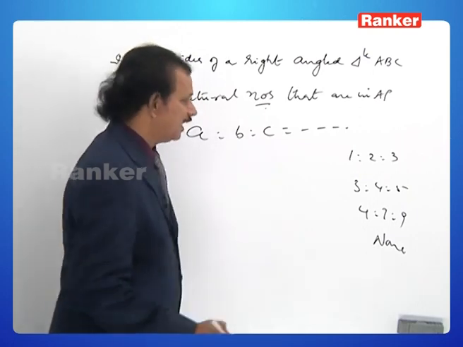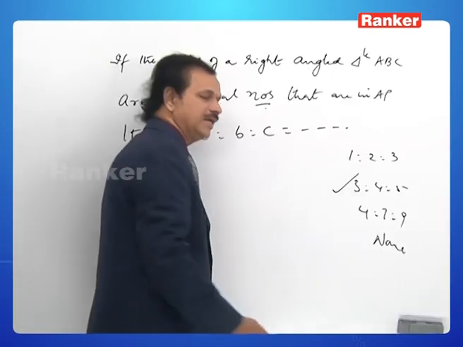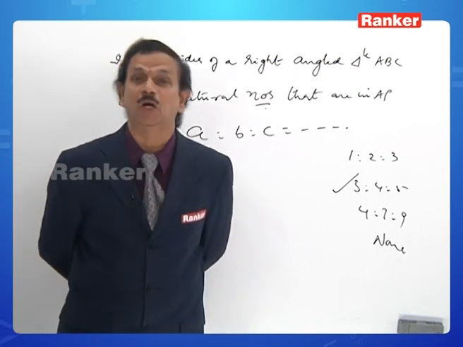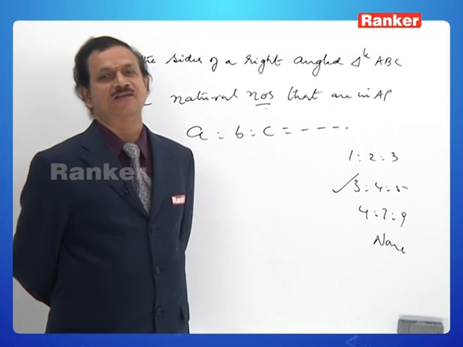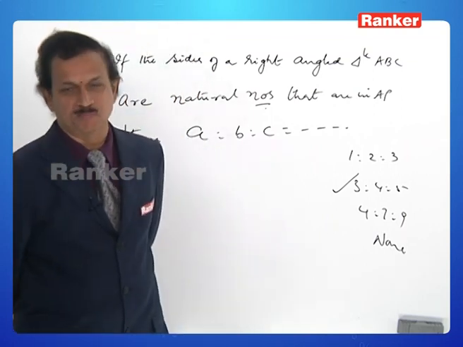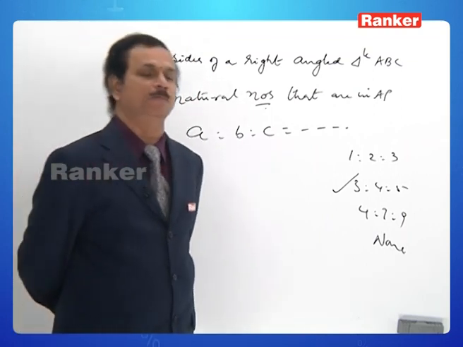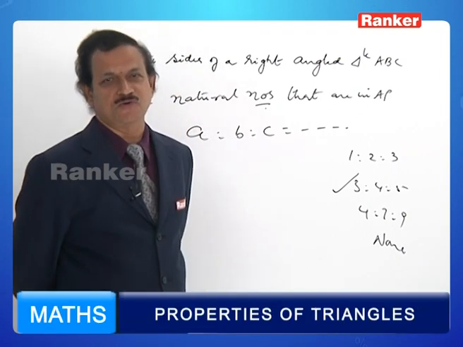And it is possible for 3 is to 4 is to 5 only. Yes. Therefore, if the sides of a right triangle are in AP under natural numbers, they must be in the ratio 3 is to 4 is to 5.